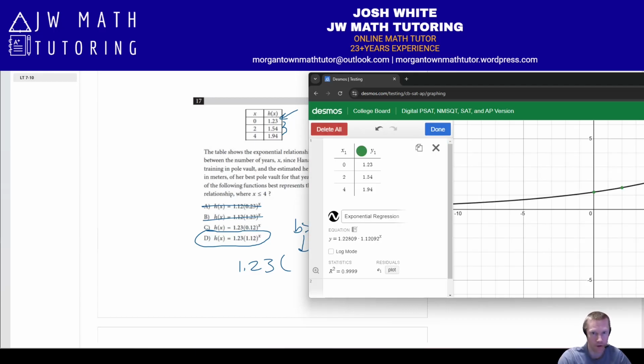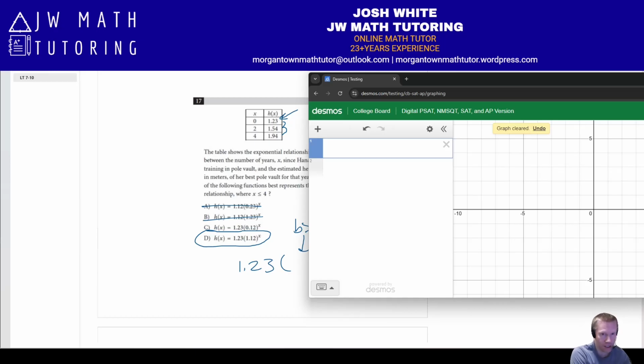Okay, so again, this is how you could do the entire thing in Desmos just by doing exponential regression. Now, a third approach you could also take is you could just plug in points from the table.